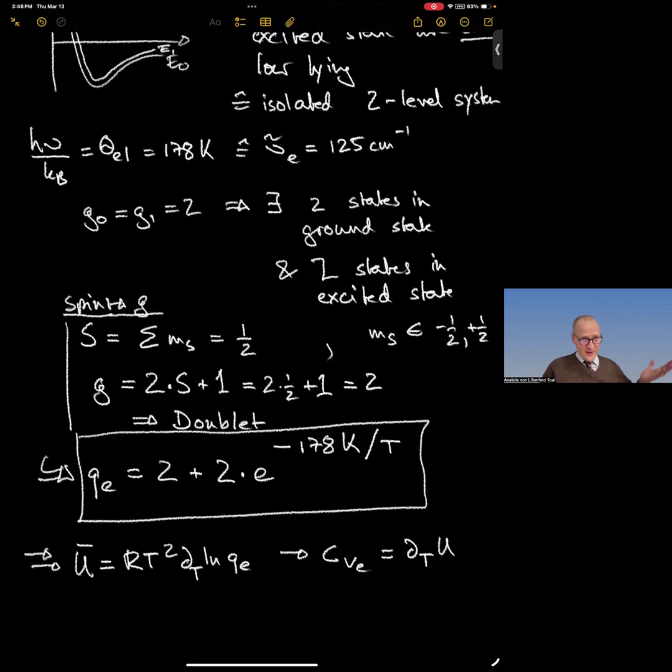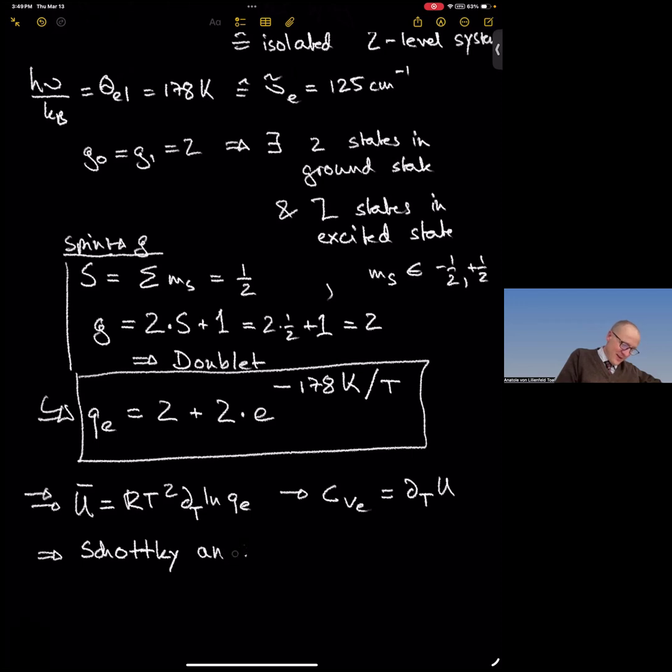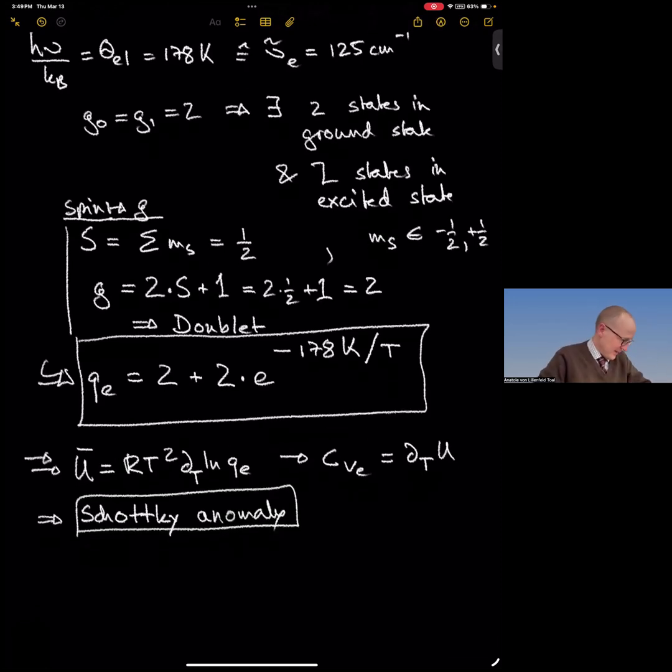It's infamous in physics. This leads to what is known as a Schottky anomaly, the Schottky anomaly. Okay, I'll show you what that is.